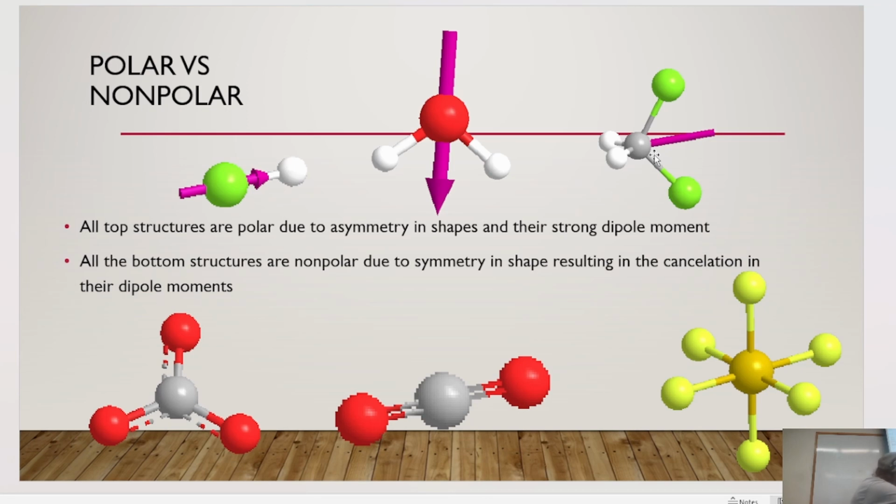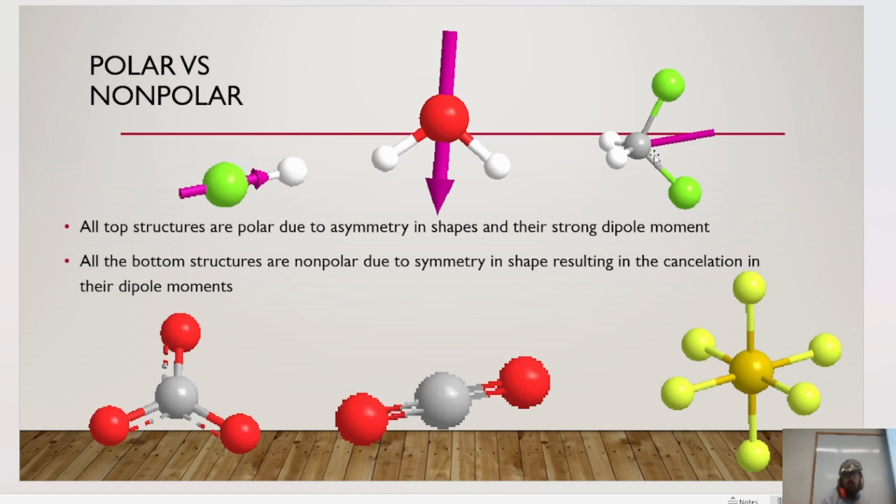Now the structures on the bottom all cancel out. CO3, carbonate. That's a trigonal planar shape. That is highly symmetric, and I'll try to show that to you in a second, and they all cancel out.